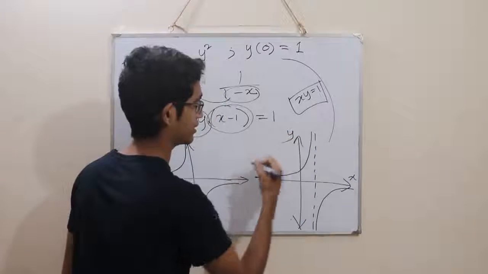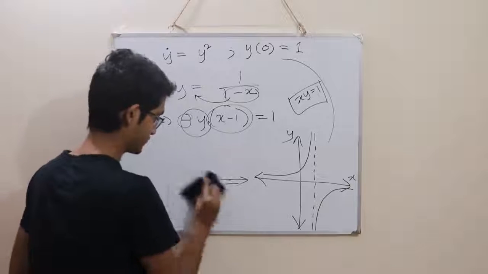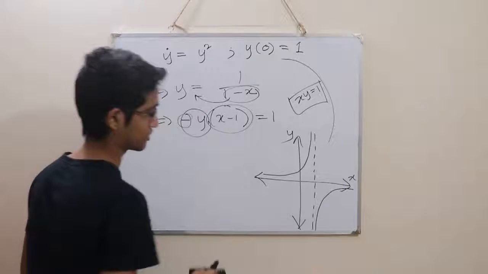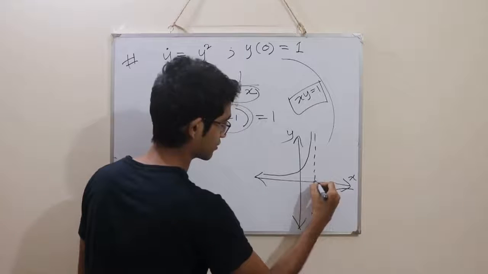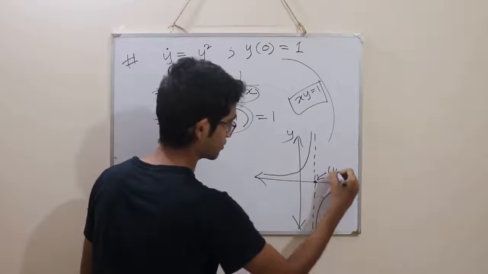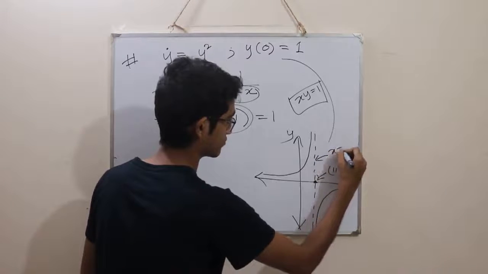Along this is x and along this is y. Now you can see that this graph is not a continuous graph. There is a break at line x equal to 1. This is the point 1 comma 0, and this line is x equal to 1.